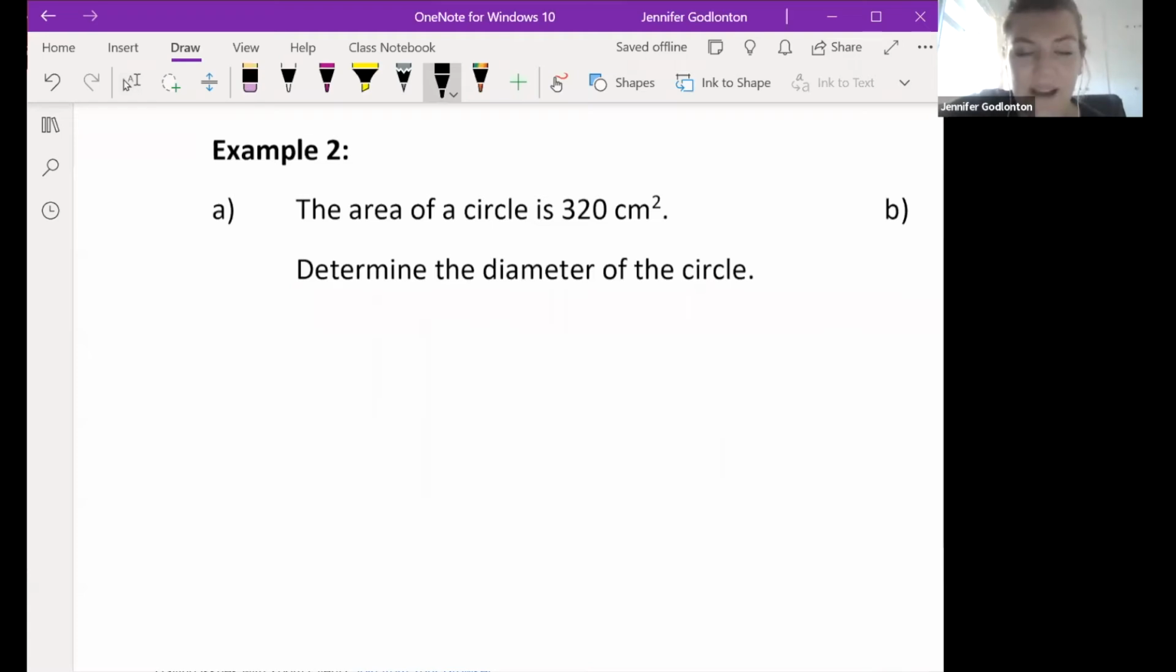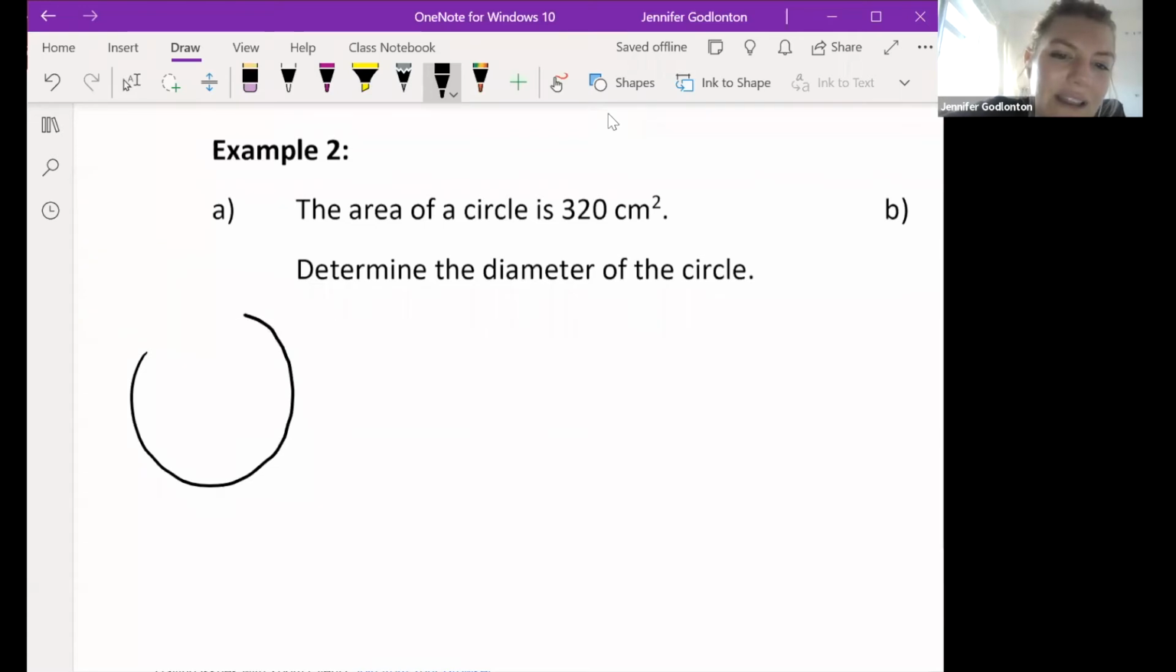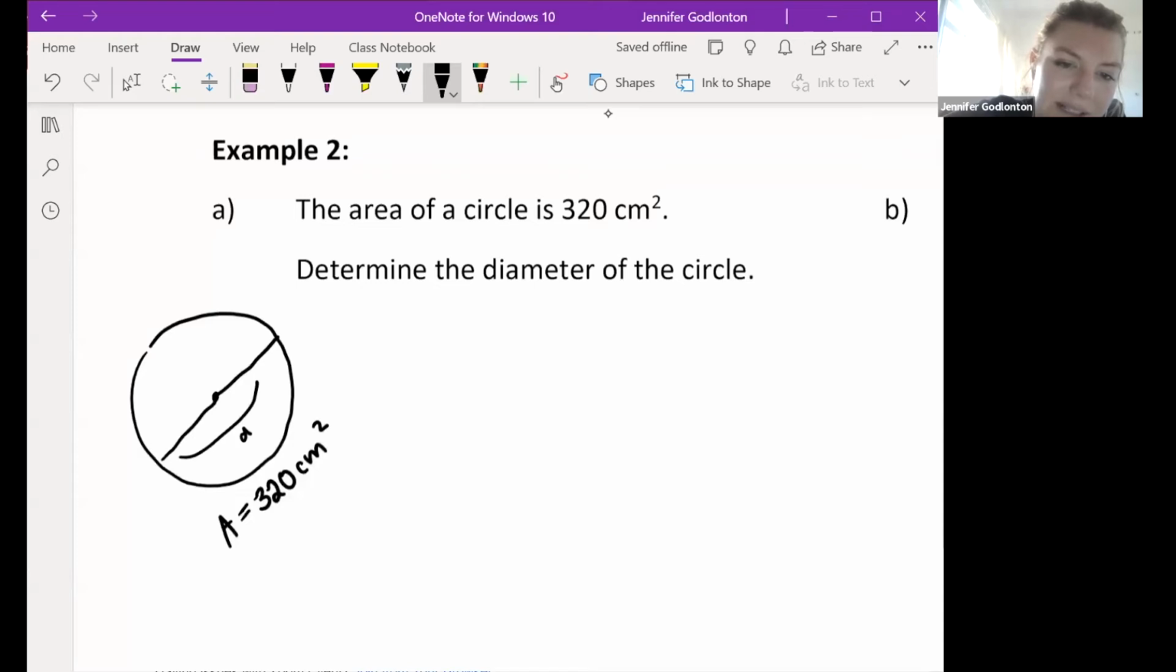So in this question, and I always find when you get a story sum like this, it's helpful to draw something out, but that's just because that's how my brain works. Your brain might not work like that. Okay, so we have a circle, and the area of our circle is equal to 320 centimeters squared. That's a radius, and that's a diameter. They are wanting us to find the diameter of the circle. We also know that the formula for the area of a circle is pi r squared. And we know that if we find r, we can find d.